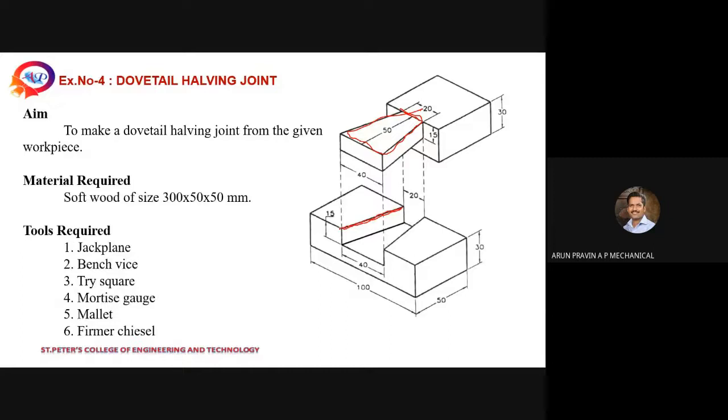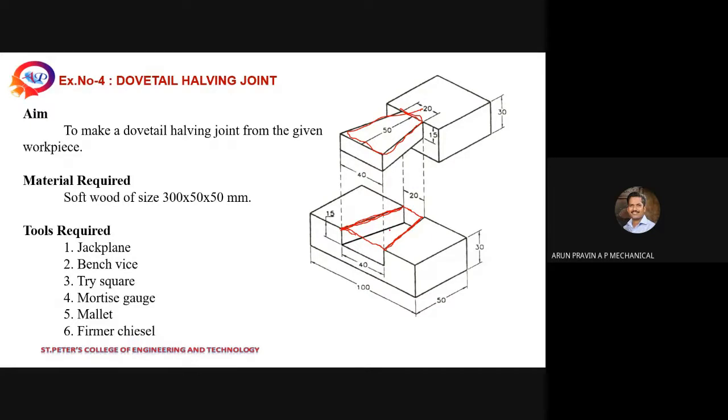Inclined portion, you should draw the marking like this first. You should mark your workpiece like this. Then with the wood saw you are going to cut this inclined surface. Then by using chisels you are going to remove the side portion.